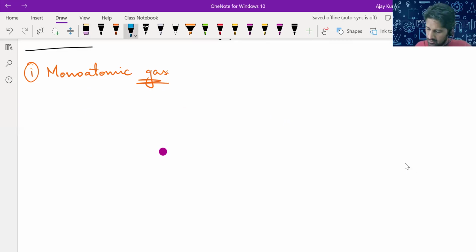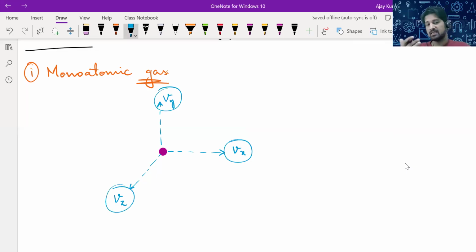Now this molecule could have an x component of velocity, Vx, could have a y component of velocity, Vy, and it could have a z component of velocity, Vz. Now we consider these as three independent motions of the particle. So due to motion along x direction, it can store some kinetic energy. And due to motion in the y direction, it can store some kinetic energy. And due to motion in the z direction also, it can store some kinetic energy.